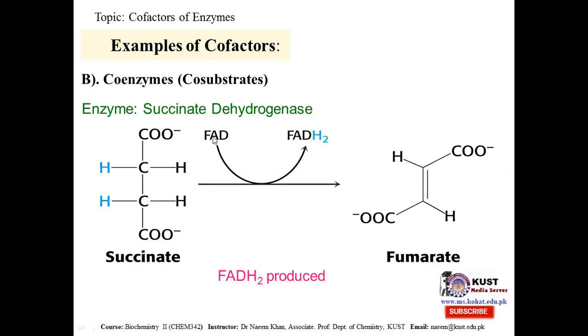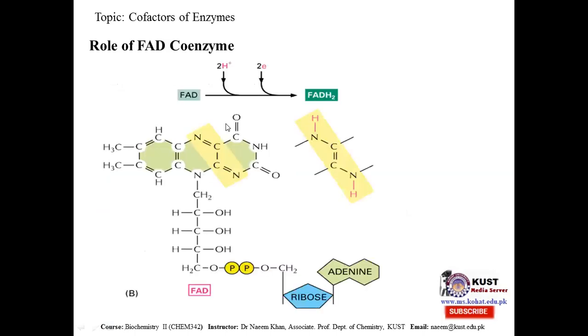FAD in this reaction gets reduced. Hydrogen from the succinate is accepted by FAD, and from succinate, fumarate is formed, and this fumarate is the oxidized form, and the hydrogen is accepted by FAD. So this enzyme carries out this important reaction, and FAD as a coenzyme is required. Let's study the mechanism.